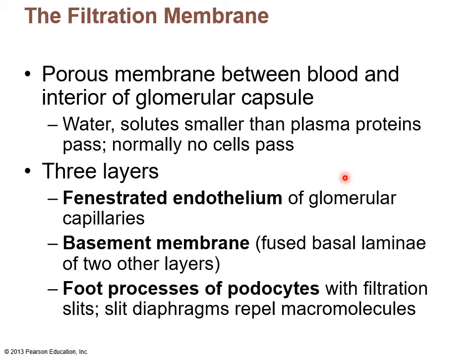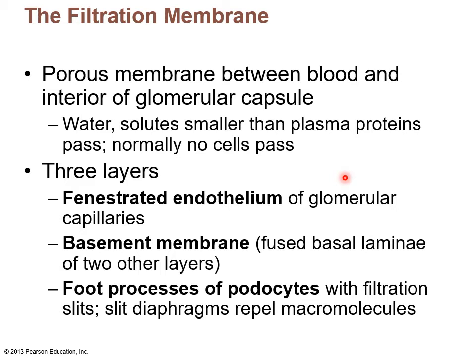So the filtration membrane, where this filtration actually occurs, it's very porous. It's between the blood and the interior of the glomerular capsule. Small things will pass through. Water, solutes, smaller than plasma proteins pass. Normally no cells pass. So just remember that plasma proteins and blood cells normally don't get through.